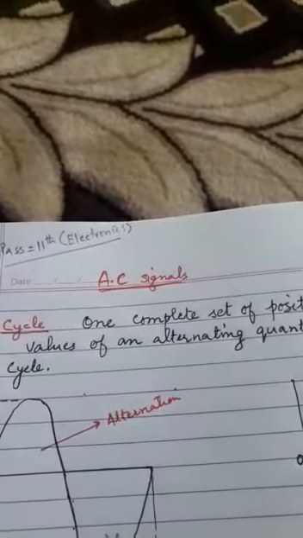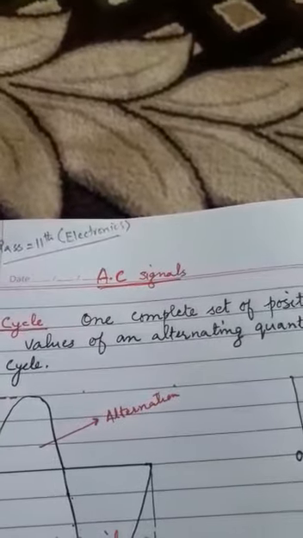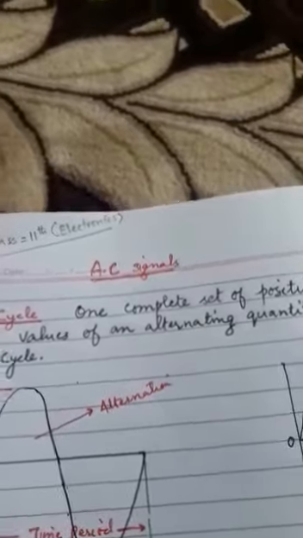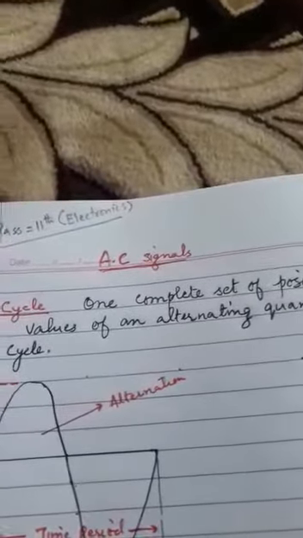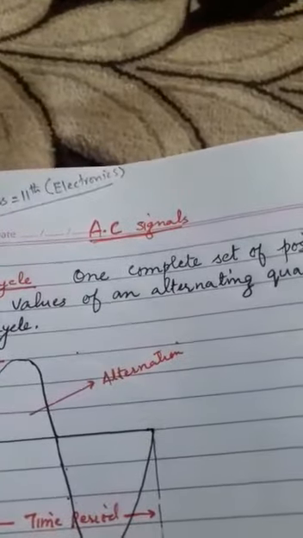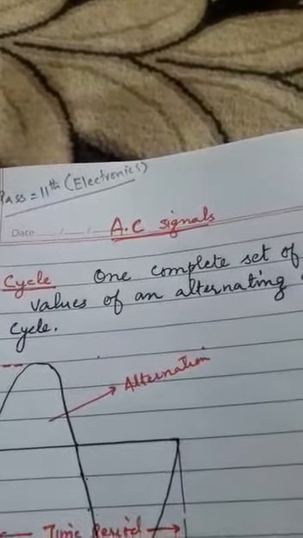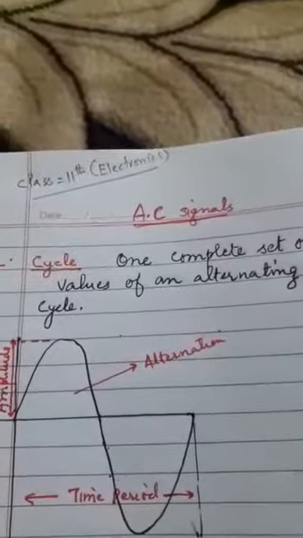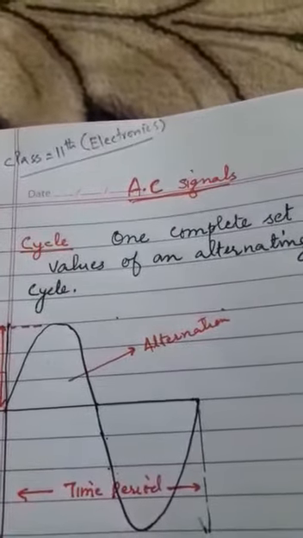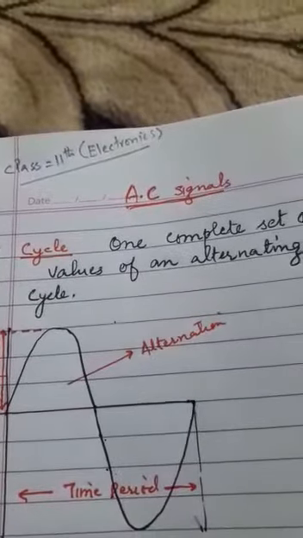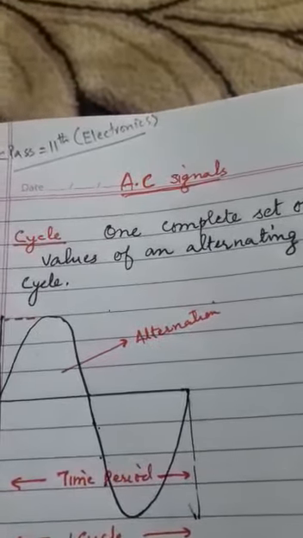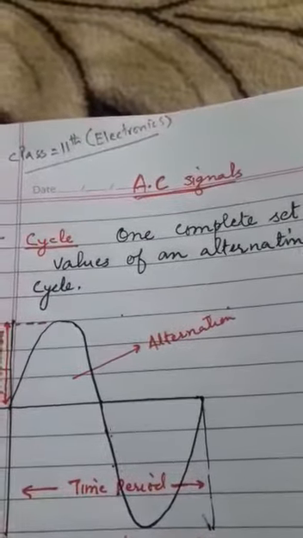Let me give you a concept of what AC signals mean. AC means alternating current, and DC means direct current. So in this unit, you are discussing AC signals, alternating current signals, different types of signals of AC. First of all, let me discuss a cycle.